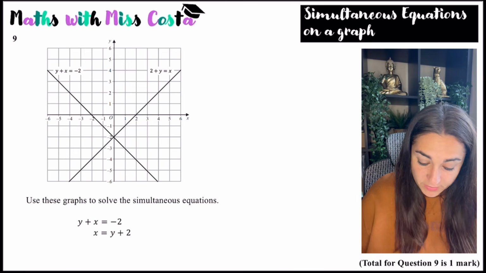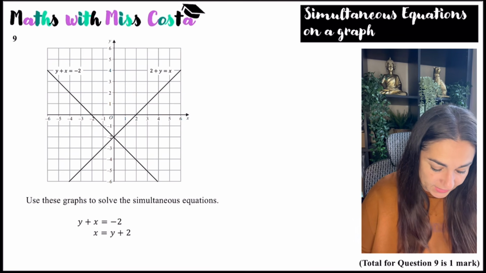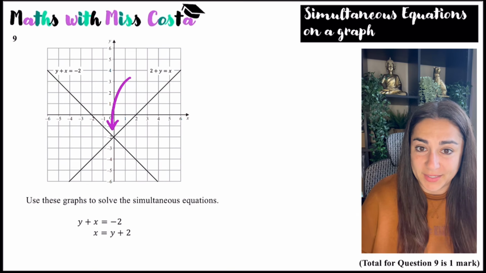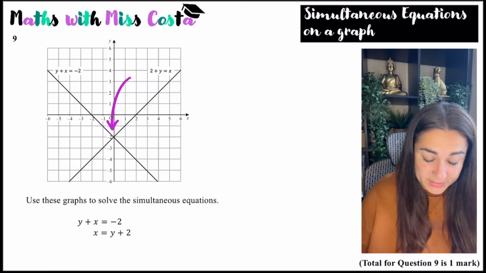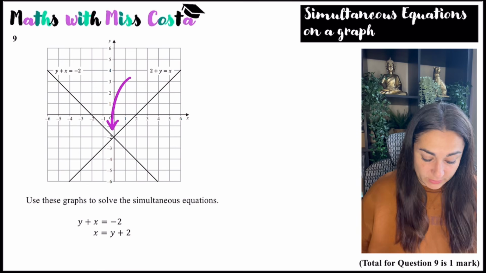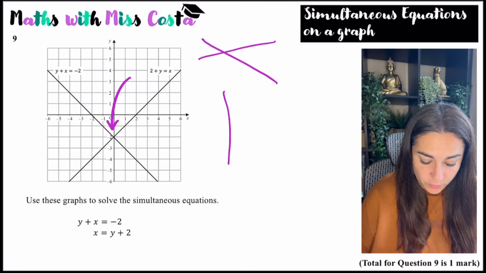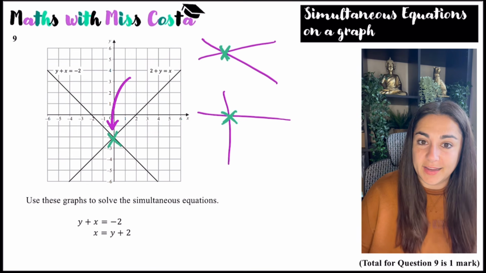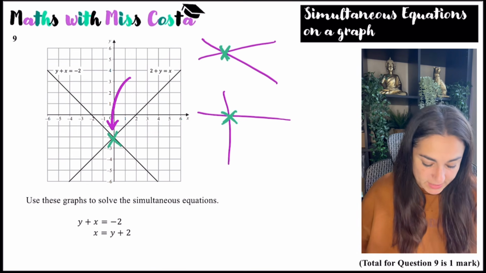How do you use a graph to solve any simultaneous equations? What that means is, where are the x and the y values the same? Well, the x and the y values are going to be the same at the point where the lines cross. So at the point of intersection on any graph, regardless of how it looks, that coordinate there at the point of intersection is how you'd solve your simultaneous equations.